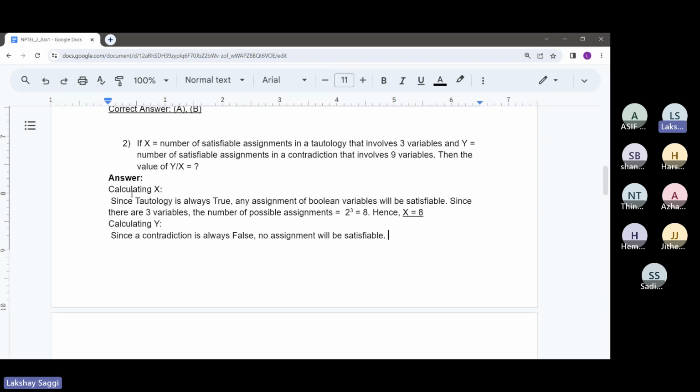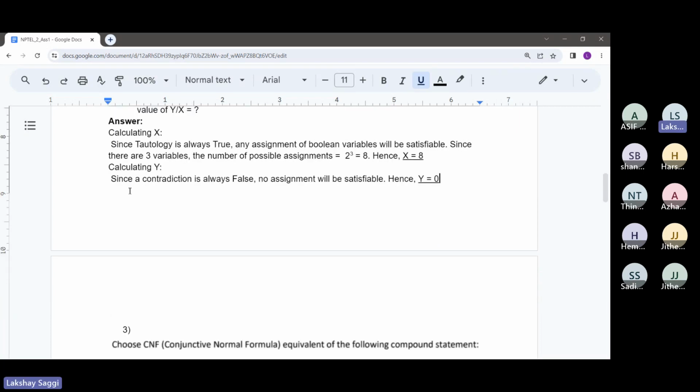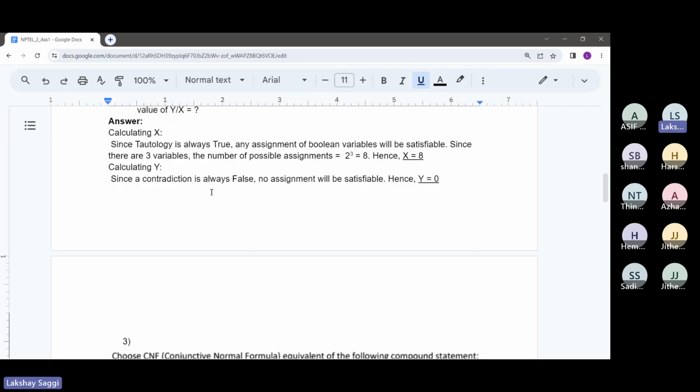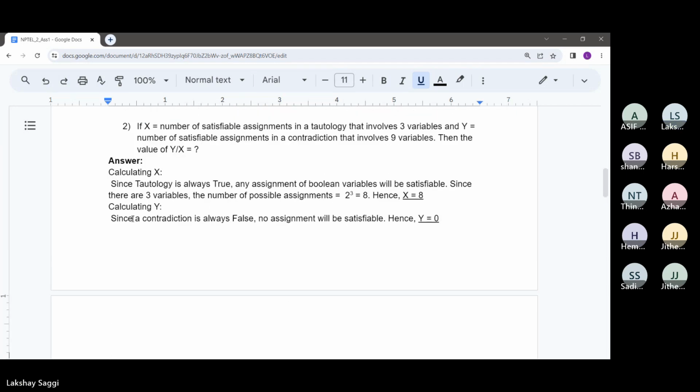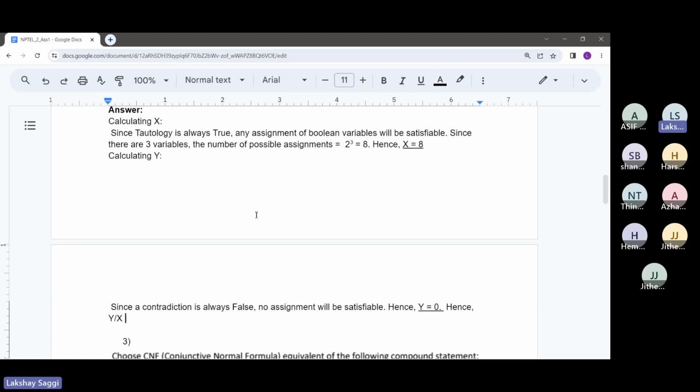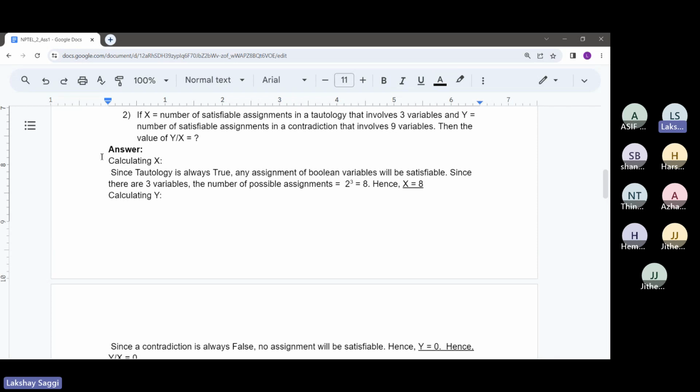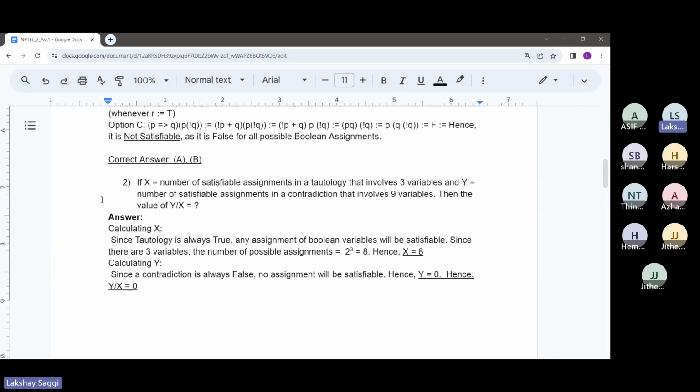Since y was the number of satisfiable assignments, y will be equal to 0. Y will actually be equal to 0 only. Since we wanted to calculate the value of y by x, maybe I'll just write here only. Hence y by x is actually 0. Okay, maybe I want to keep this in this way only.